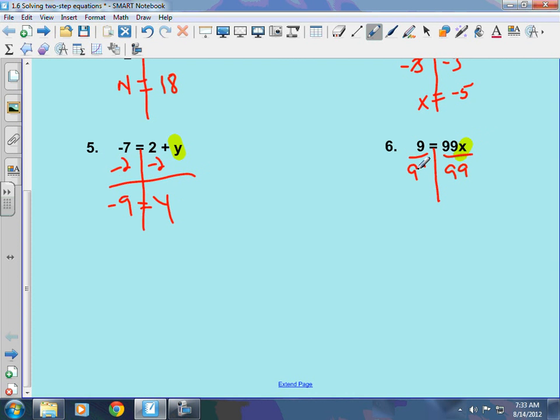Now you have to be careful here. 9 divided by 99 is not 11. Anytime the big number is on the bottom of your fraction, the denominator, you will not have an integer. You will have a fraction. 9 goes into both these numbers. 9 goes into 9 1 times. 9 goes into 99 11 times. So 1 over 11 equals X. Okay?